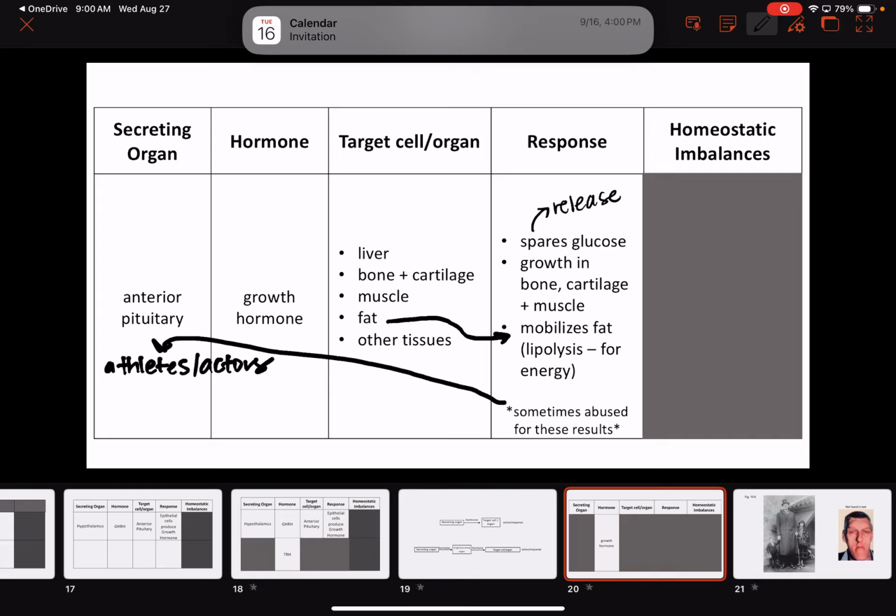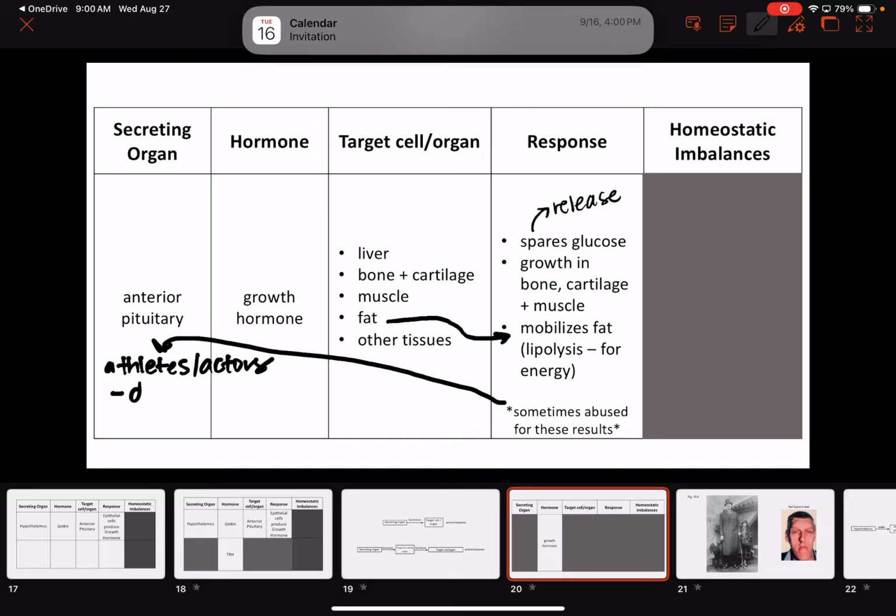One thing about abusing growth hormone, even though it is seemingly growing more muscle, it does not actually increase your strength or your exercise capacity. It's for looks. Okay, it doesn't actually increase your overall strength.